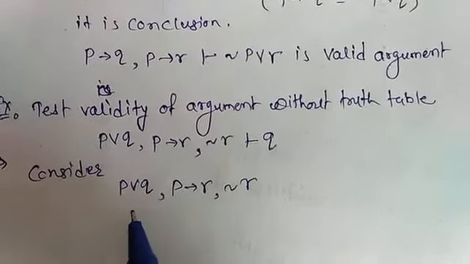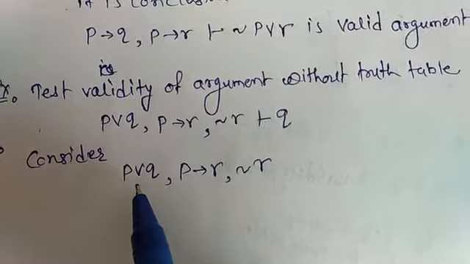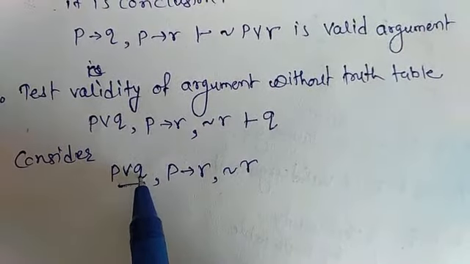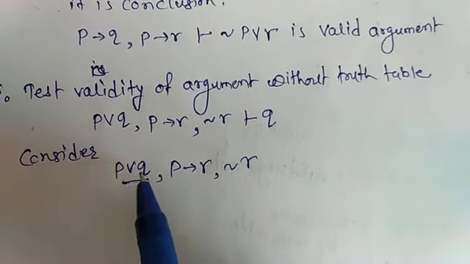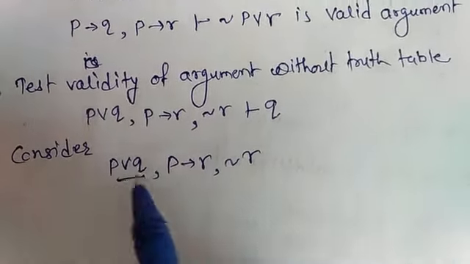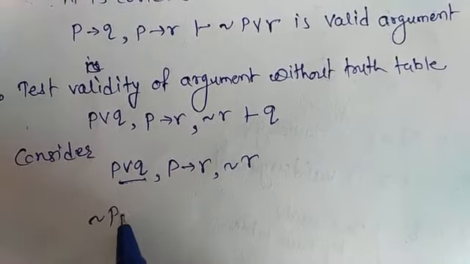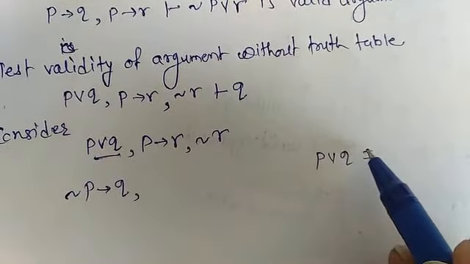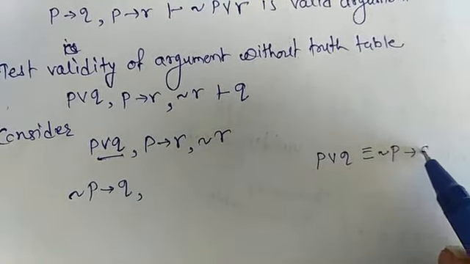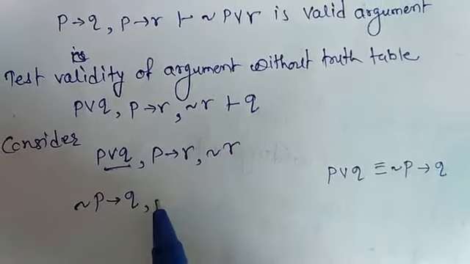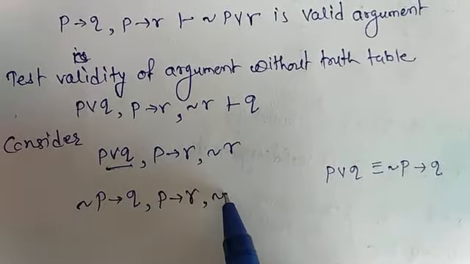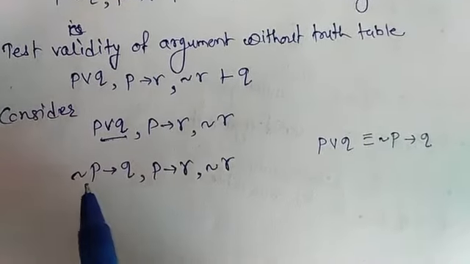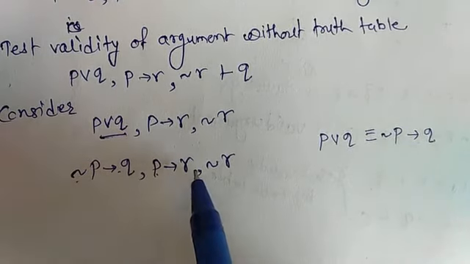Now first we convert the or statement into implies form. So we apply rules of logic on P or Q. It can be written as negation of P implies Q, because we have used the rule that P or Q is logically equivalent to negation P implies Q. So we have negation P implies Q, comma P implies R, comma negation R.